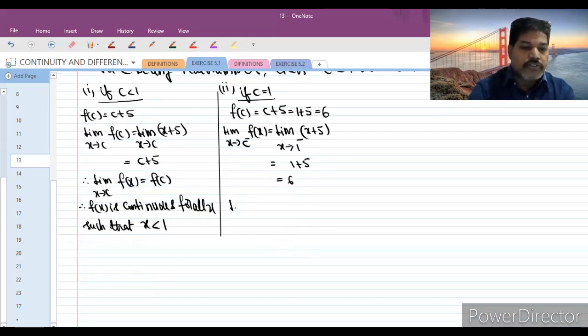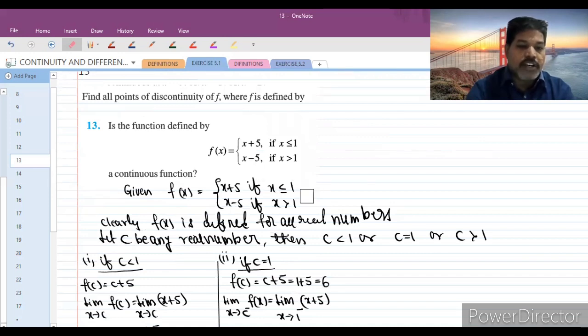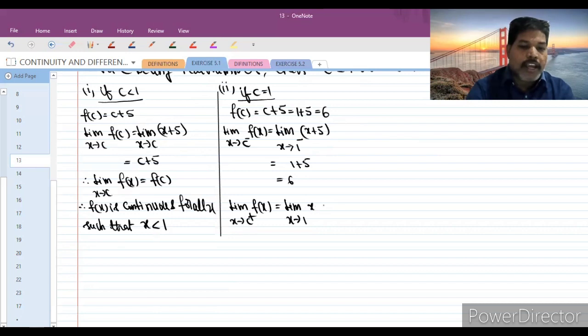So similarly, we can calculate the right hand limit. The limit extending to C plus of f of x. Here C is nothing but 1, as I already told. So f of x value for C plus will become x minus 5. So in that case, it will become 1 minus 5, which is minus 4.